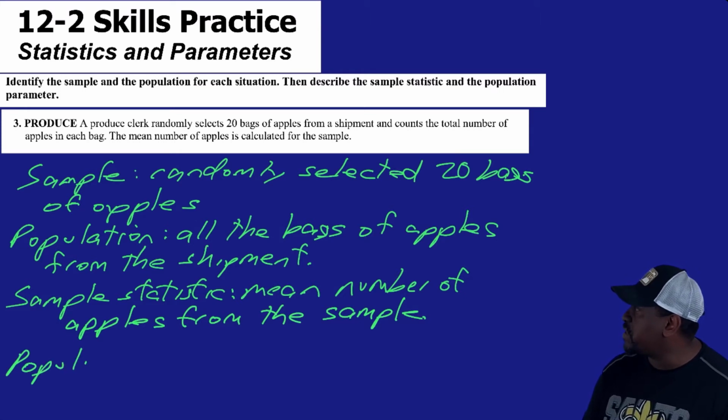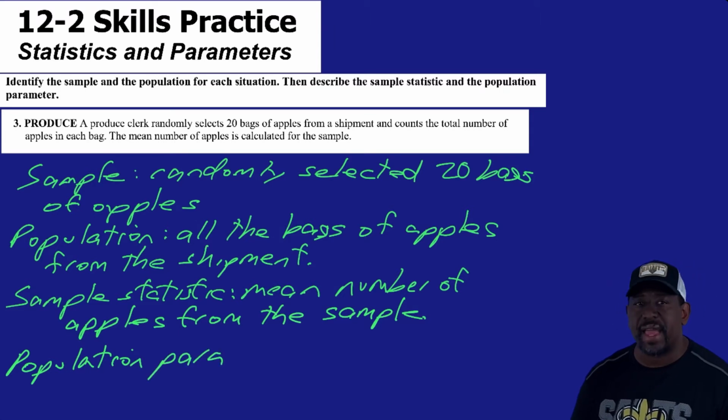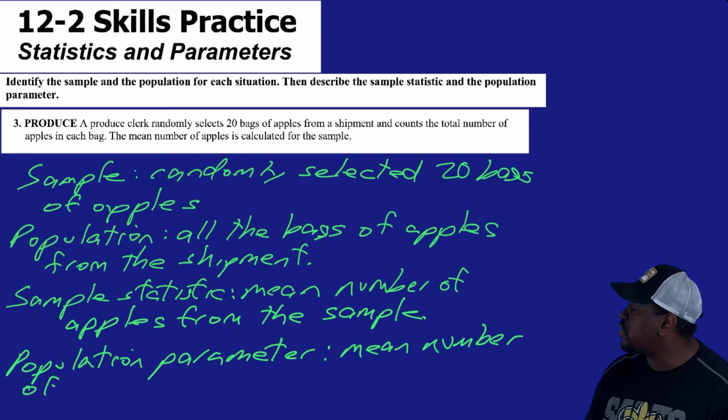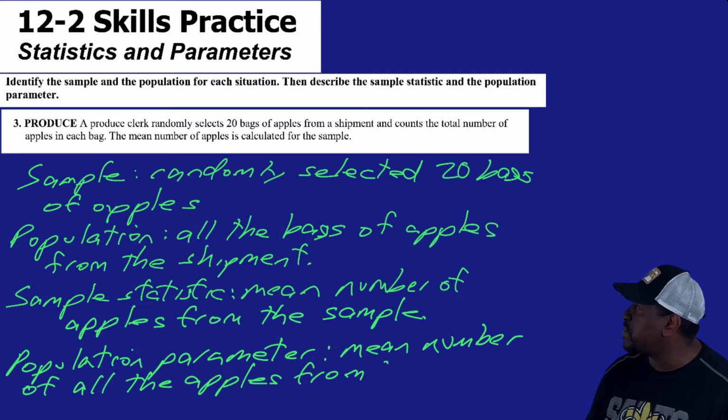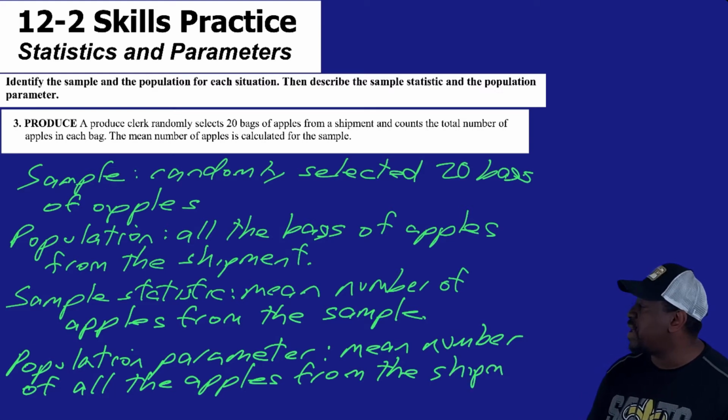The population parameter is the mean number of apples from all the bags of apples in the shipment. So let's see what NOLA Mathman writes here. Mean number of apples of all the apples. So it's a mean number of all the apples from the shipment. And that's about what I said. The NOLA Mathman worded it a little differently, but it's the same point.